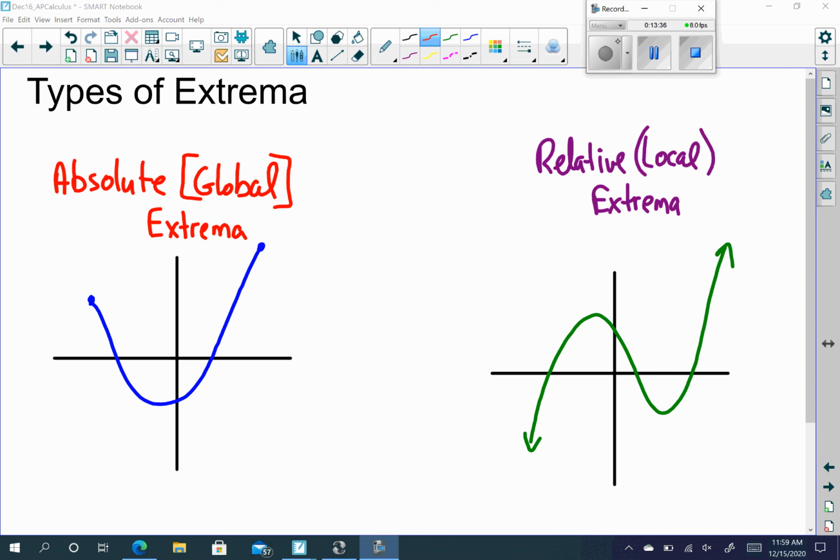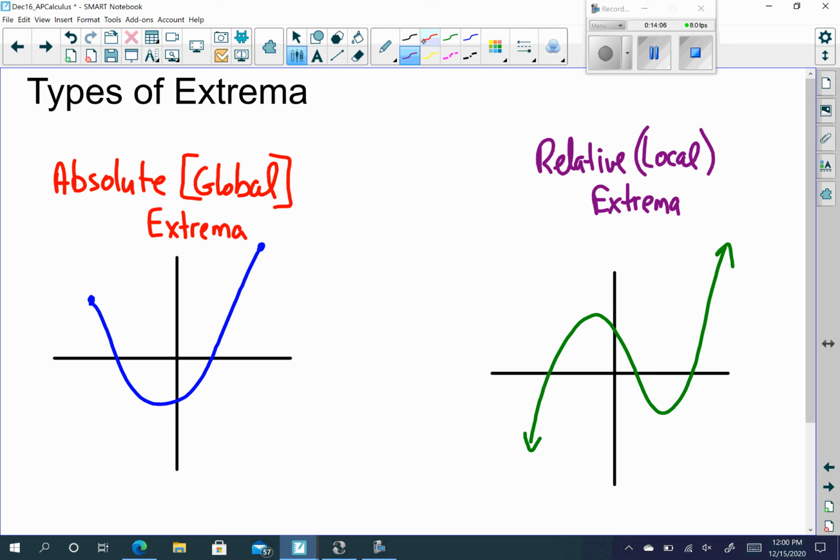But relative extrema is just in the neighborhood. We're local. So if we zoomed in on something, it's the highest relative to everything around it, or it's the lowest y value relative to everything around it. All right, so if we take a look at the first graph, again, pause the video if you need more time to copy this down. Now, absolute is going to be a guarantee, and I want you guys to read back over that extreme value theorem. We will be talking about that when we come back from break.